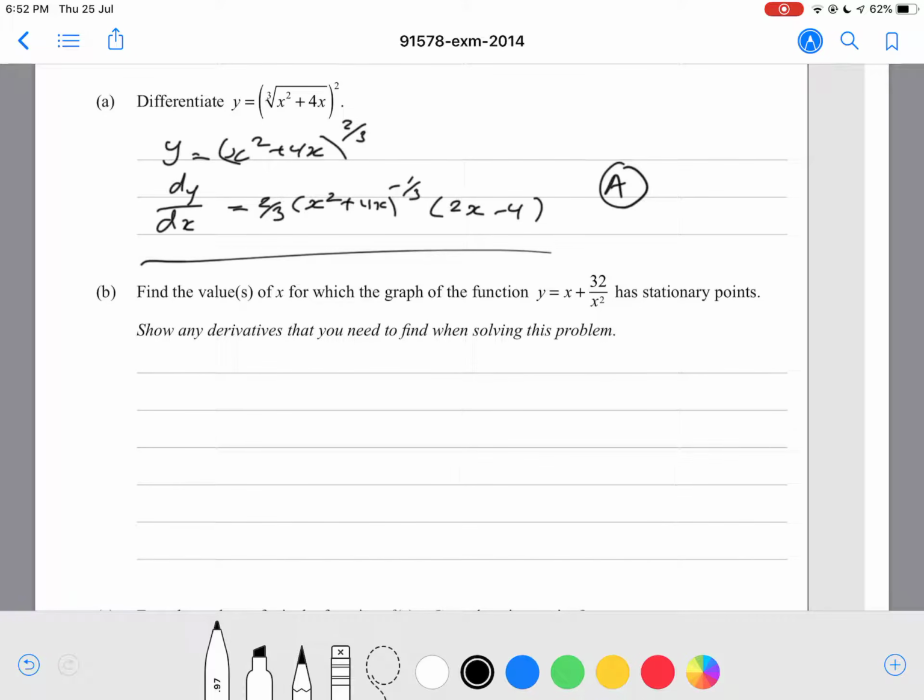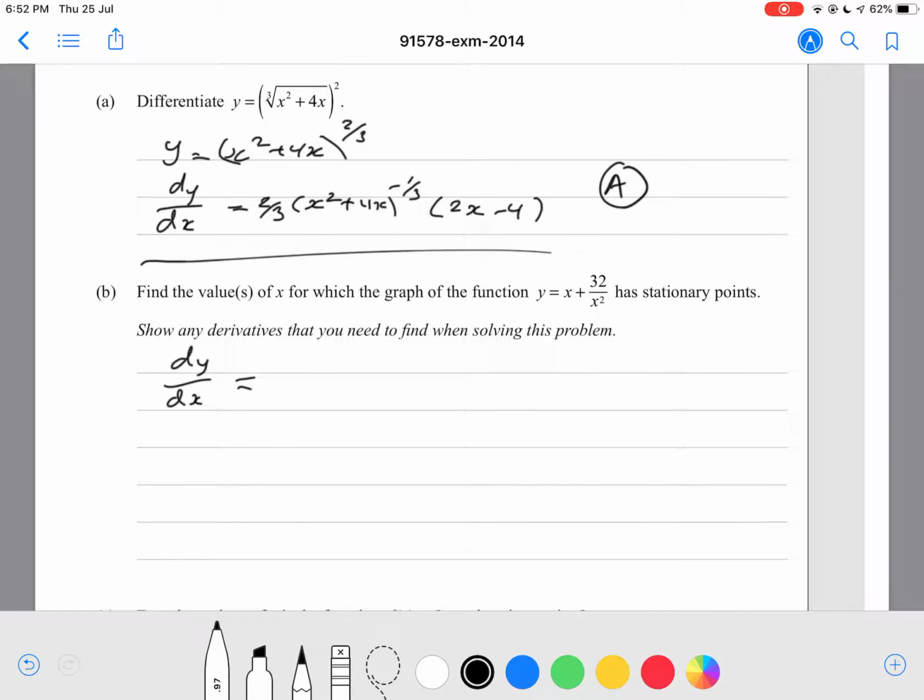Find all the values for x for which the graph of the function y equals x plus 32 over x squared has stationary points. This question is pretty easy. There's two ways to do it. Once again, you can move the x squared up, so therefore 32 times x to the power of negative 2. But I'm going to show you how to do it with the quotient rule, because that's the skill of level 3 differentiation, okay?